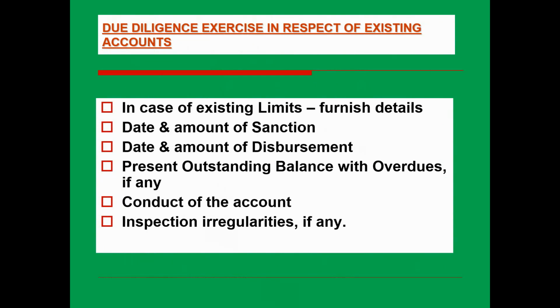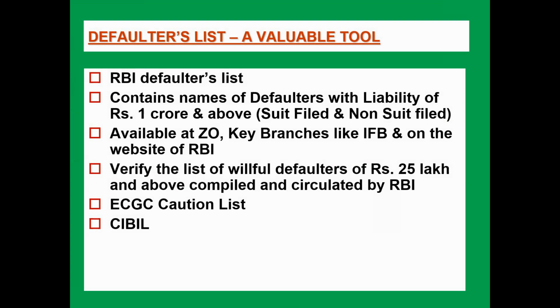In case of existing limits, furnish details: date, amount of sanction, disbursement, present outstanding balance, overdues, conduct of the account, and inspection irregularities if any. So the defaulters list of the RBI is a valuable tool before we sanction any loan of a higher amount. It contains names of defaulters with liability of 1 crore and above, suit filed, non-suit filed. So we have to check that also from the RBI's website.